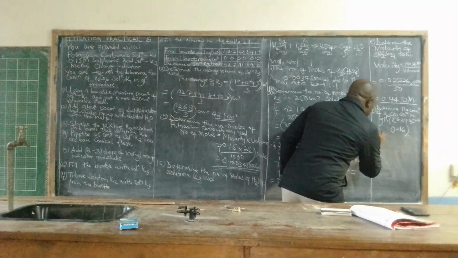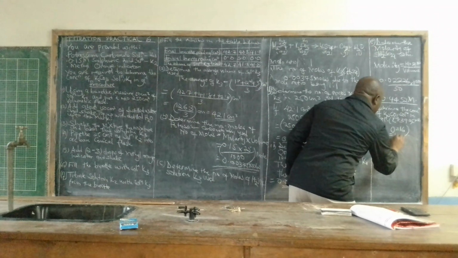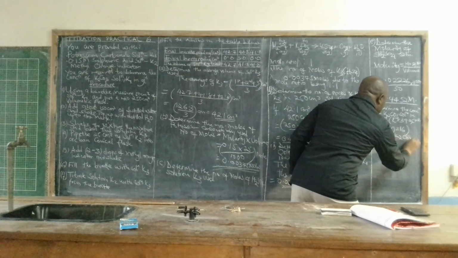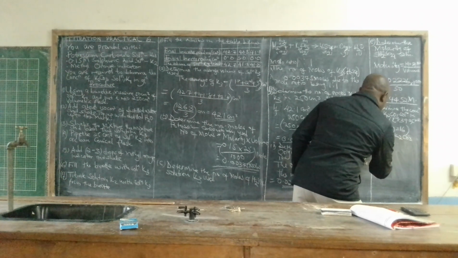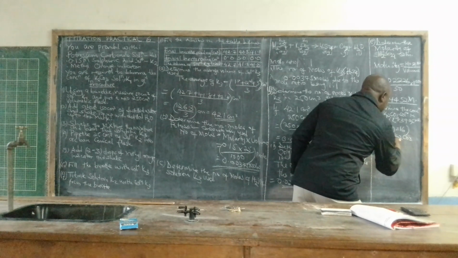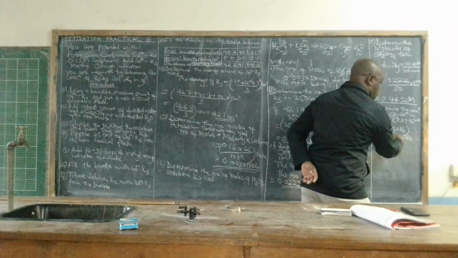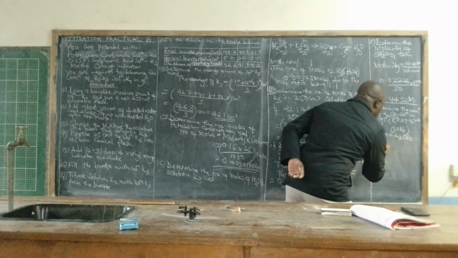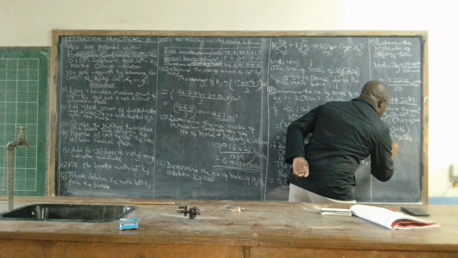So the relative atomic mass of potassium carbonate is going to be: the compound potassium carbonate has 2 atoms of potassium. So we are going to write 39 times 2.